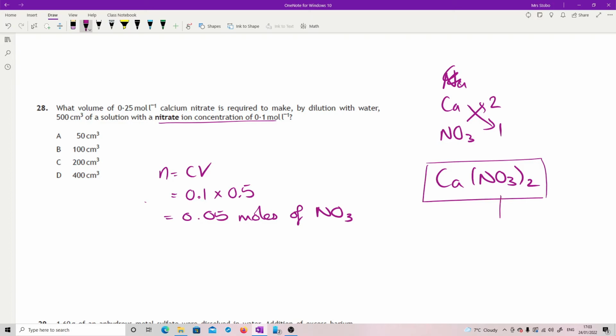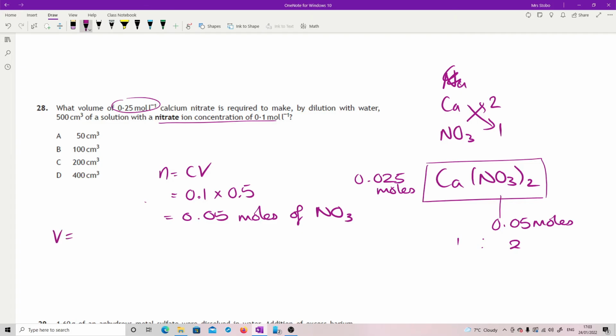Now what that means is that if I want 0.05 moles of nitrate, I am going to get that from 0.025 moles of my calcium nitrate, because this is a 2 to 1. 2 of these for every 1 formula unit. So I've got 0.025 moles of calcium nitrate. So now I just need to work out how much of that I'm actually going to use of my original stock solution that I've got here.